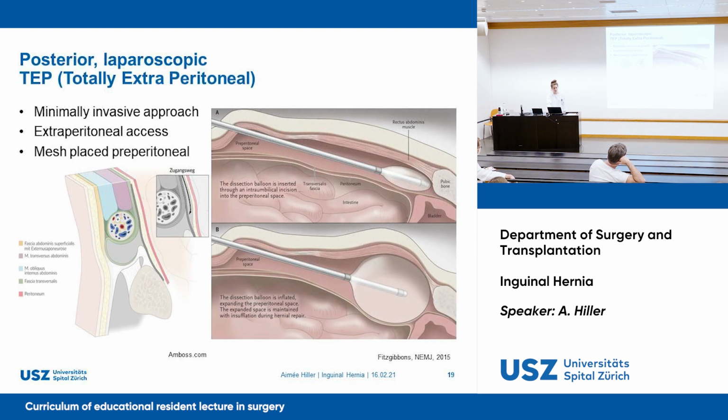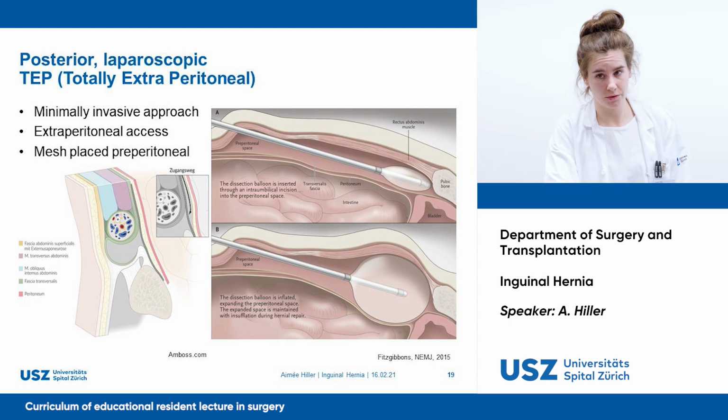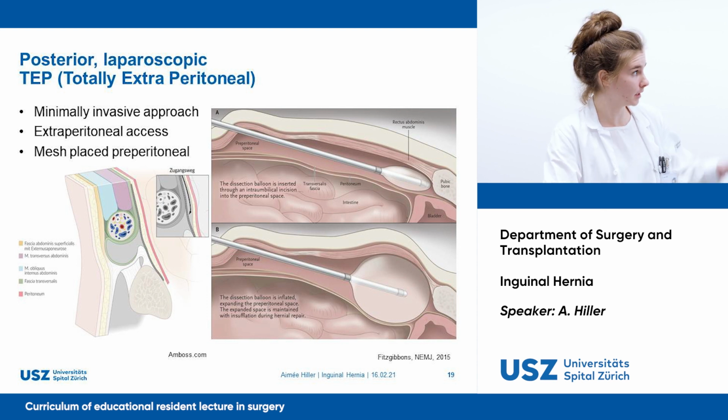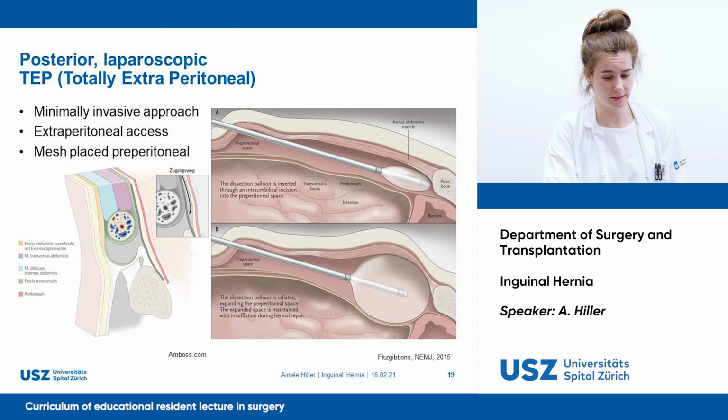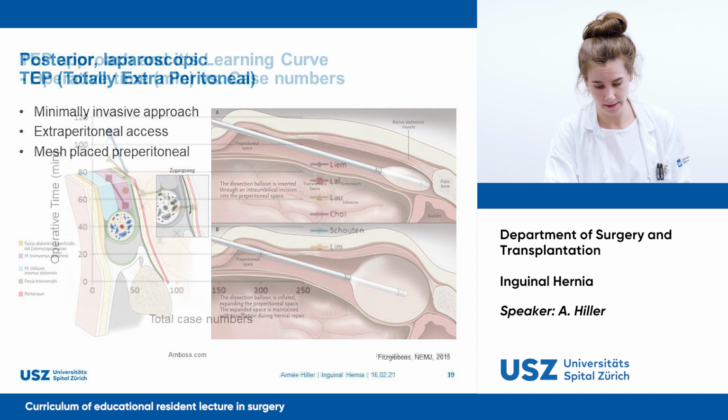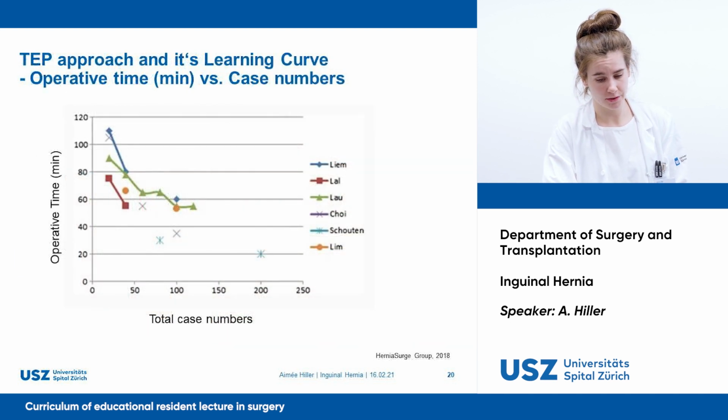Now the endoscopic repairs. So firstly the TEP, which stands for totally extraperitoneal. It's a minimally invasive approach, and you use an extraperitoneal access. So you dissect the layers, and then you make yourself some space, and then you place the mesh preperitoneal. A quick excursion to this.